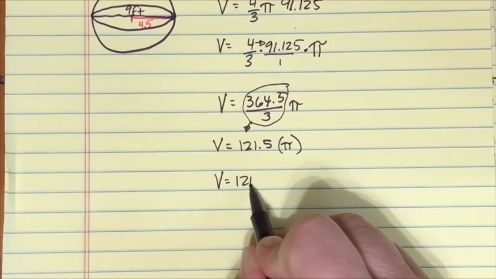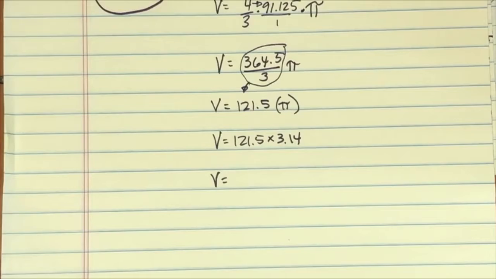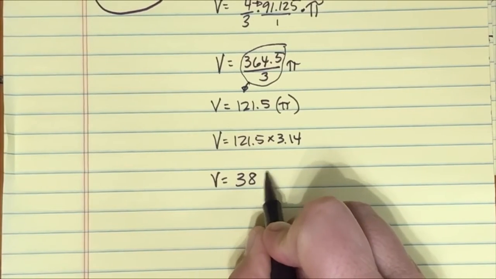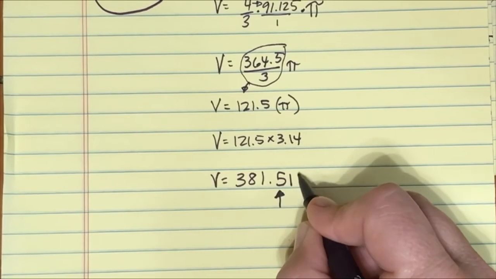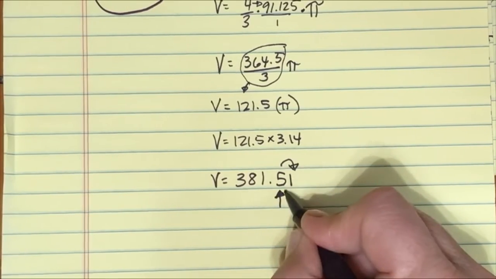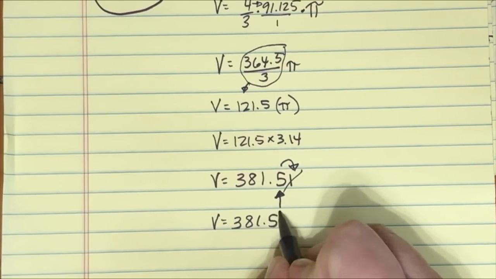Then we're going to put 3.14 in for pi, and our volume is 381.51, rounding to the nearest tenth. It's going to be 381.5 cubic feet. I forgot my units here, so you can add those on there.